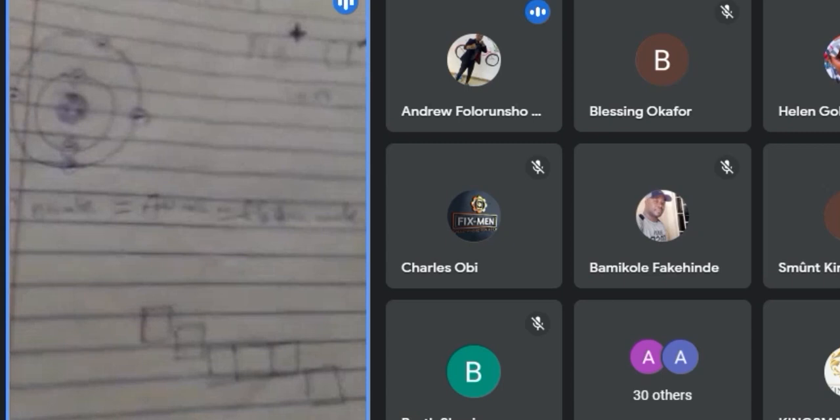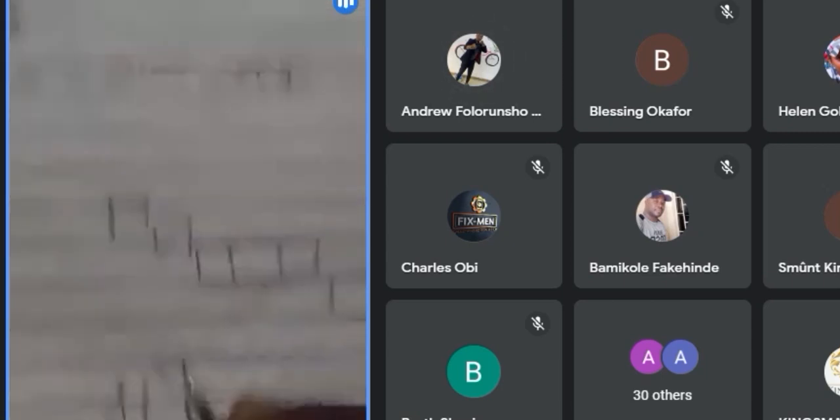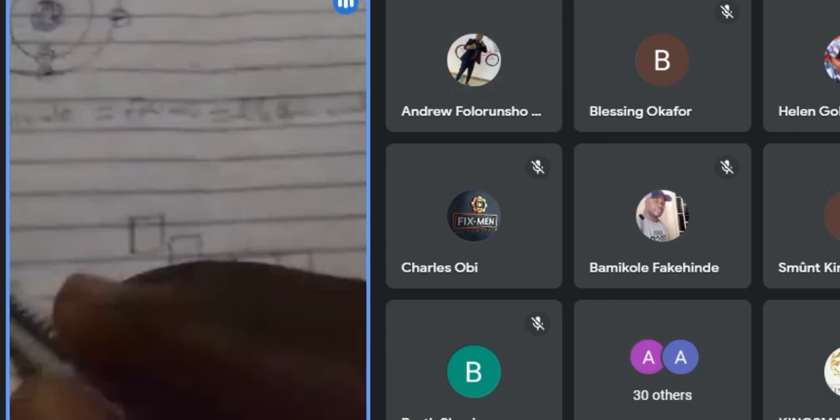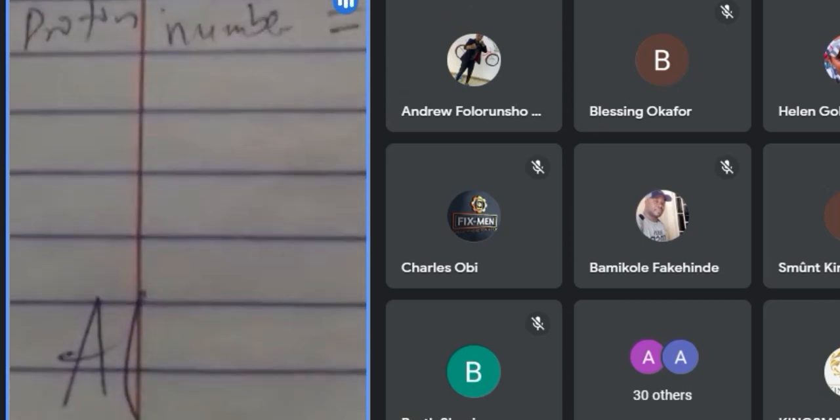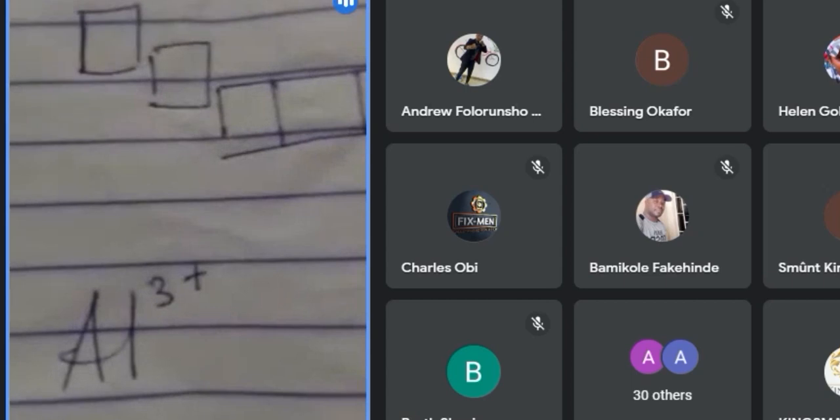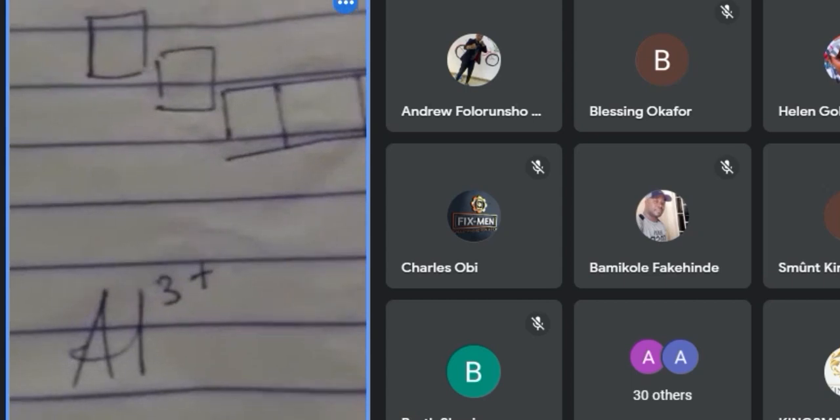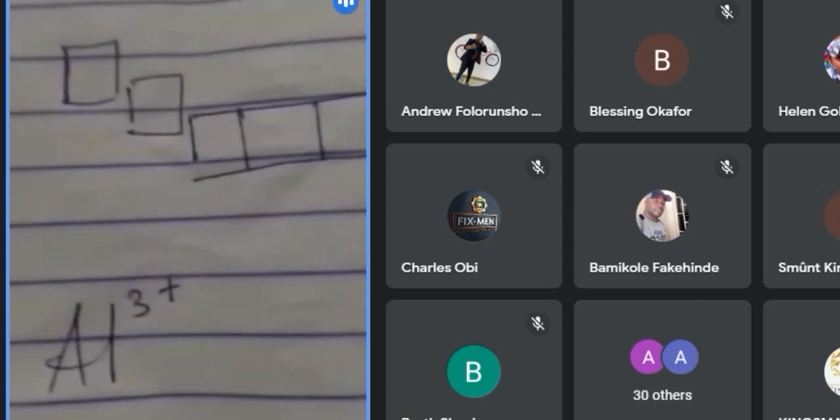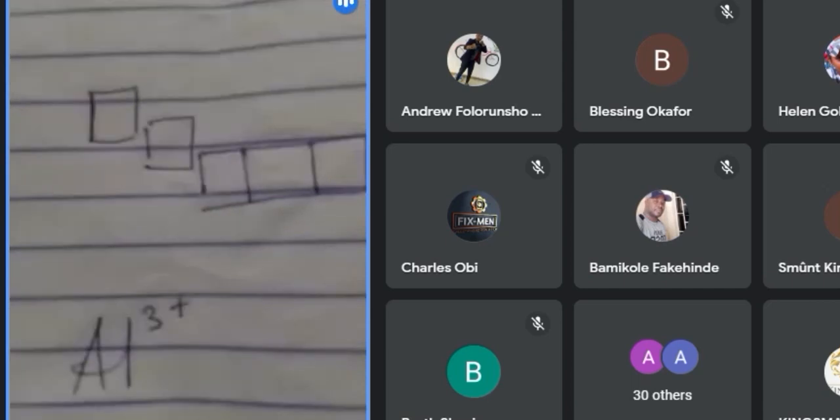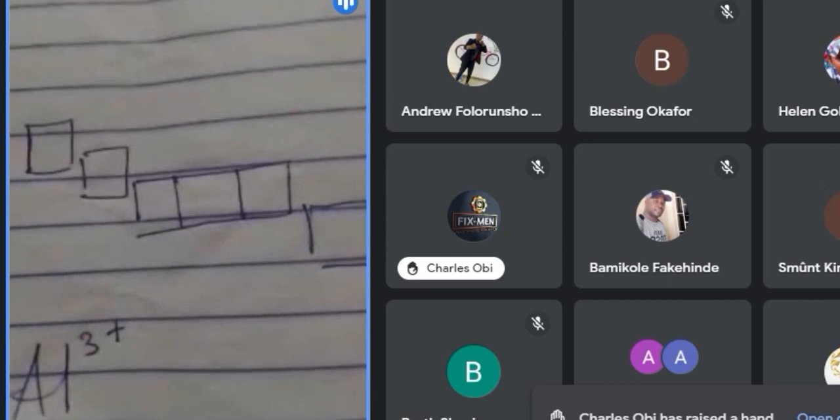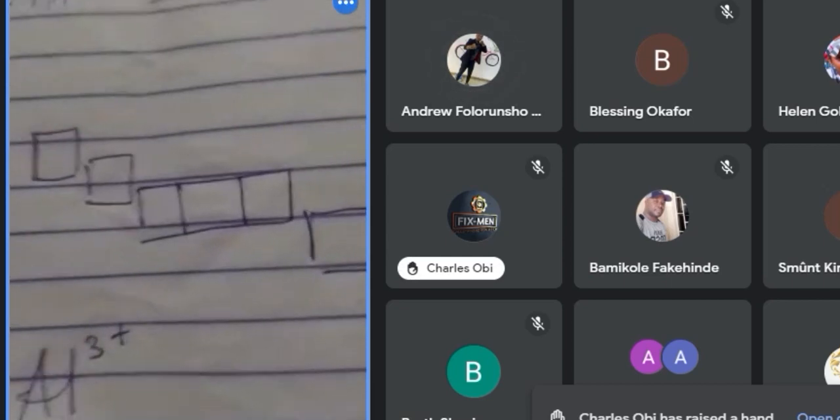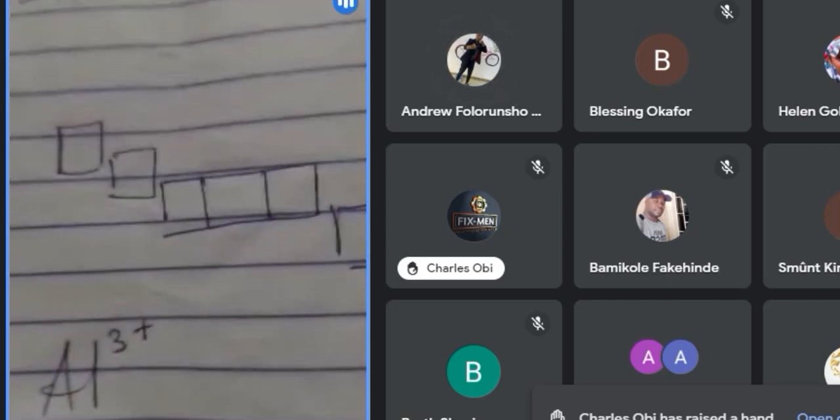Go to the case of aluminium 3 plus. They will write aluminium 3 plus after reaction. But if you are writing aluminium normally, you write only Al. This is the aluminium atom. This one is the aluminium ion, because the number of protons is now different from the number of electrons. It has lost 3 electrons, so the protons are leading over the electrons, and the electrons are lagging.